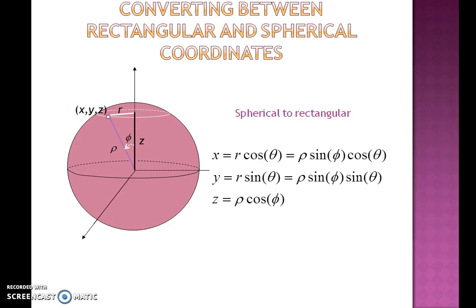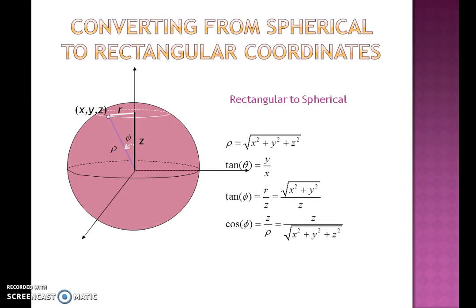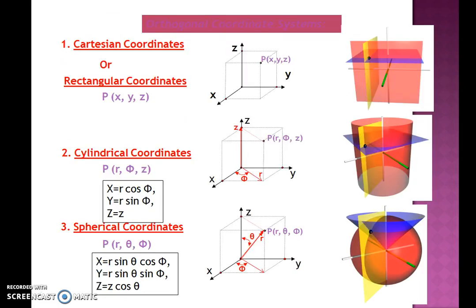Now, if a spherical point is given to you and you have to convert it into rectangular, then these equations are used. Similarly, if the rectangular point is known to you and you have to convert it into spherical, then use these equations to get these points. And thus, all three coordinate systems in 3D are given by these figures.